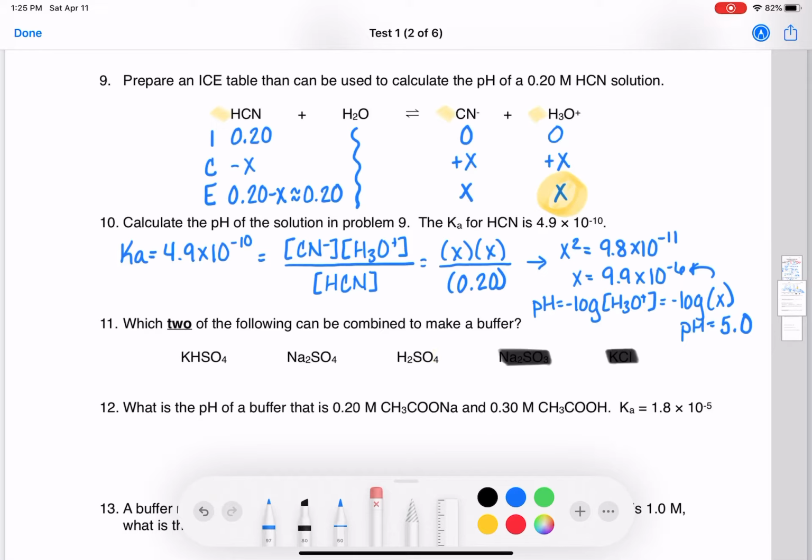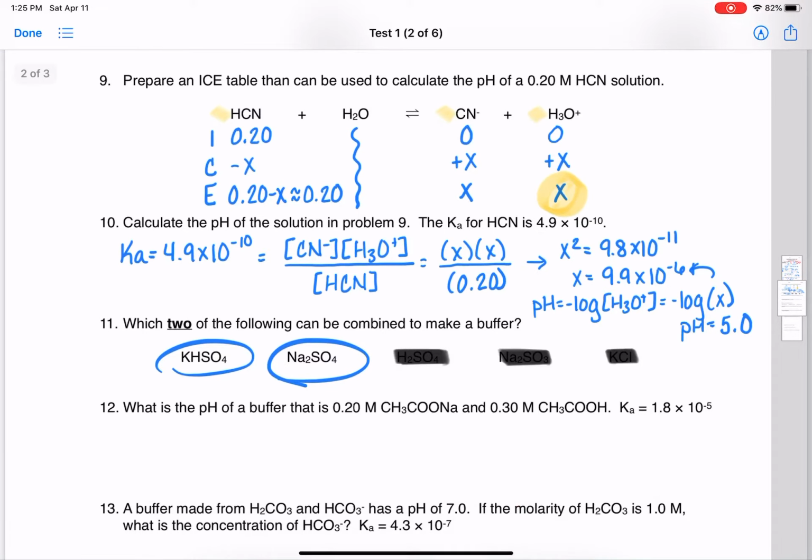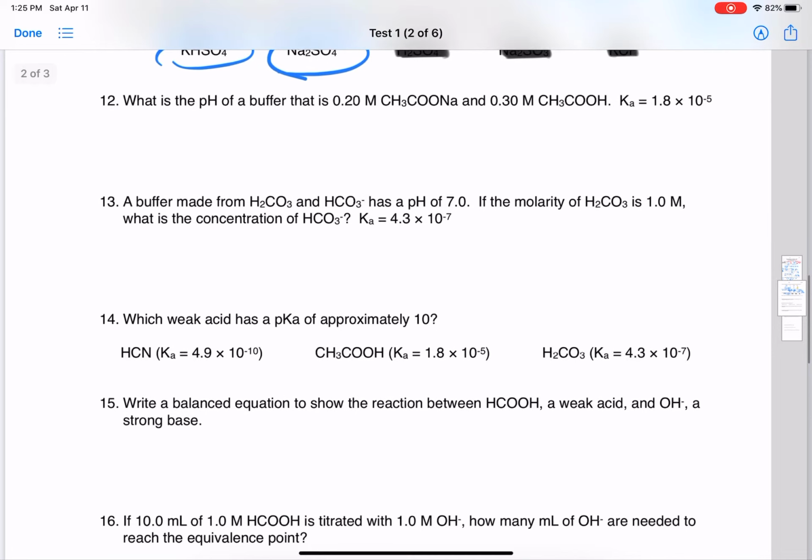What is our other criteria for making a buffer? We cannot have a strong acid. Get rid of our strong acid. So that leaves us with these guys. We can't have a strong acid. We can't have a strong base. We must have a common ion present.